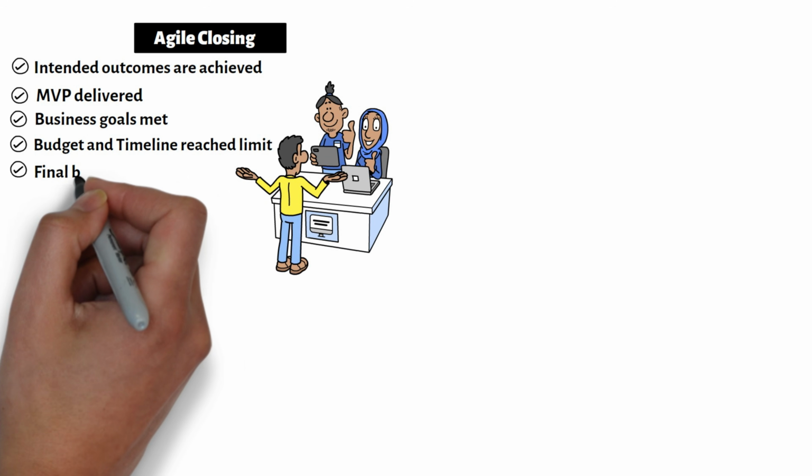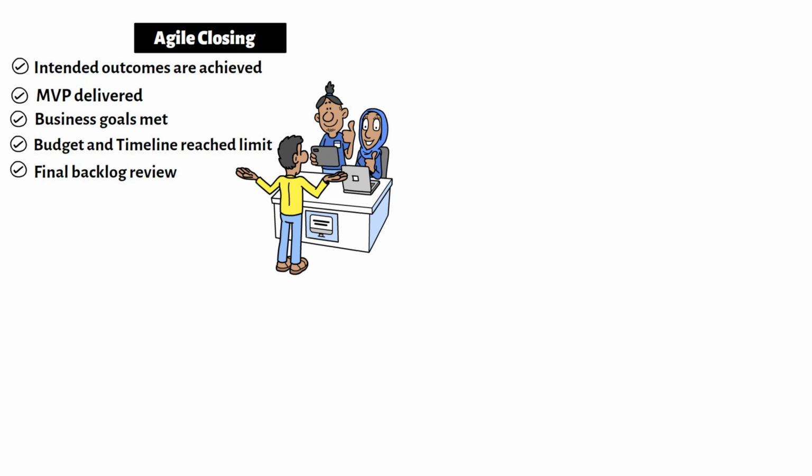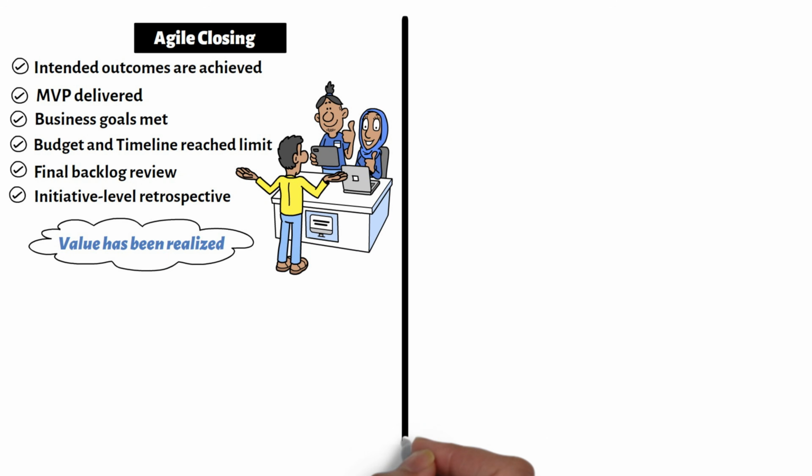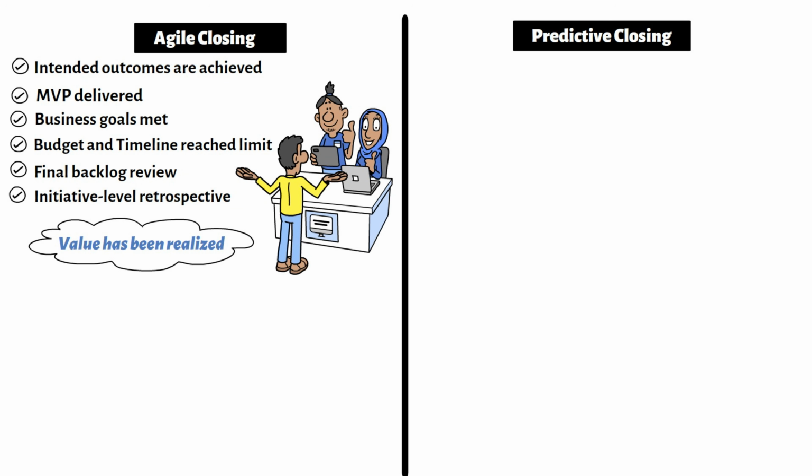Instead, you might see things like a final backlog review or a broader retrospective. The focus is on making sure the value has been realized. Now compare that with a predictive project. Closure there is much more structured and formal.